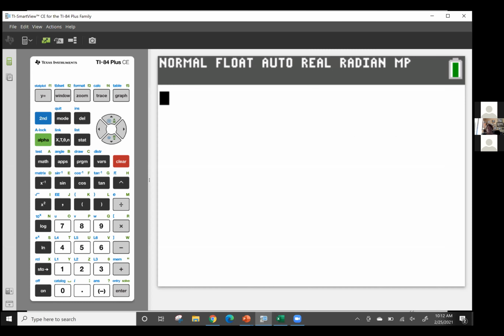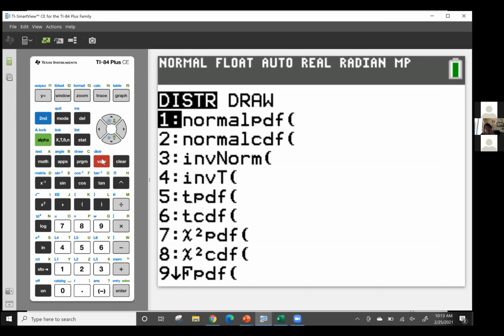All right. So here's my calculator. I'm going to use the normal distribution to find the area under the curve to the left of 2. So I'm going to go second, variables, to my distribution menu. And we're not going to use number 1. We're only going to use 2, which is the cumulative normal distribution. All right, so let's just click on that and see what it looks like.